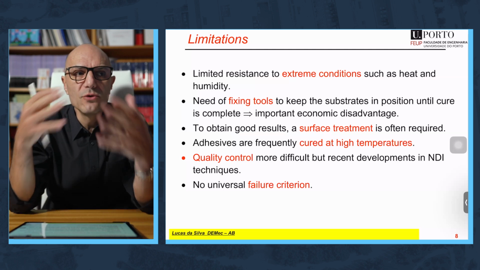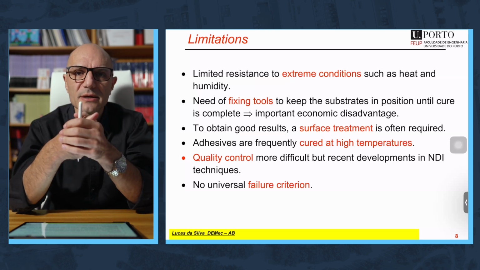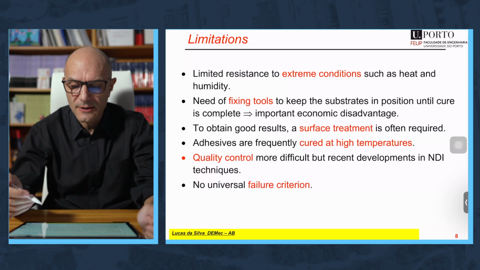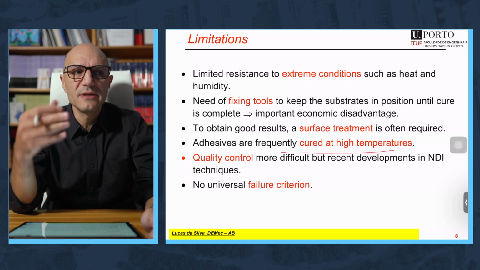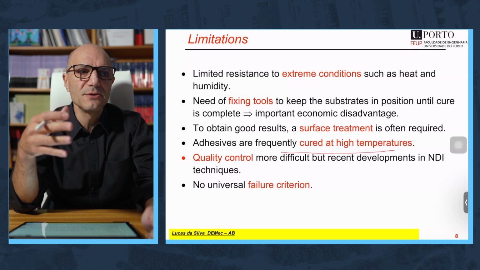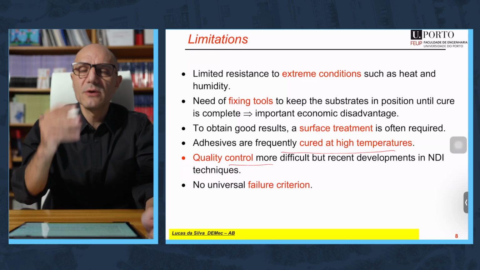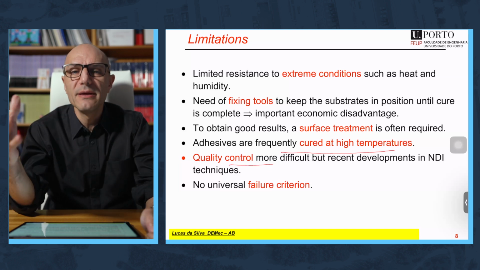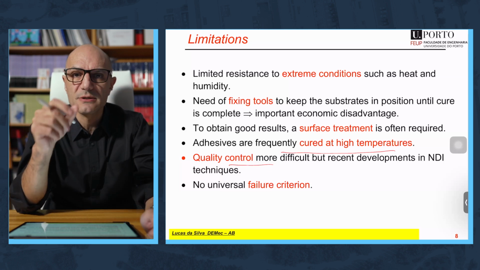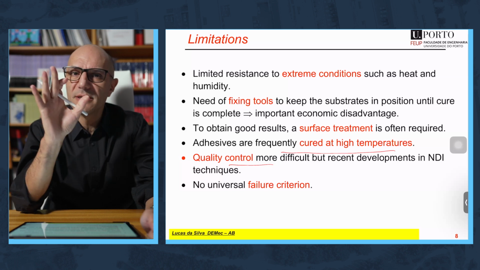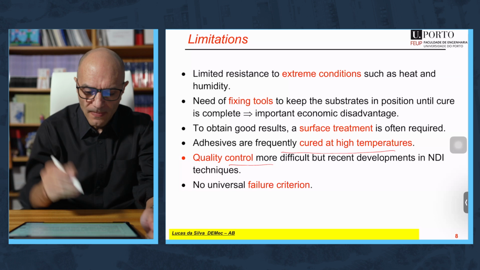In general, to have a good adhesion, you need a surface treatment. You will see also this in the theory of adhesion, surface treatments, which is an additional step in terms of manufacture. Many adhesives harden at high temperature. That means you need an oven to heat the joint. Not very nice. Quality control, fortunately, there are many devices that can detect defects in joints non-destructively. But there is one defect that cannot be detected, or nearly cannot be detected, which is a weak adhesion.